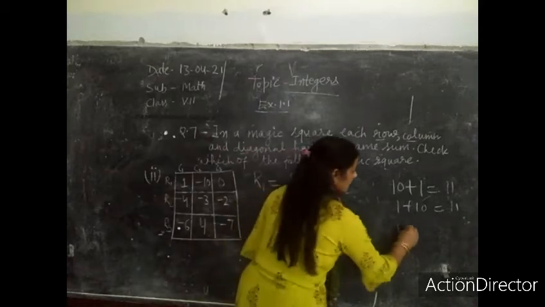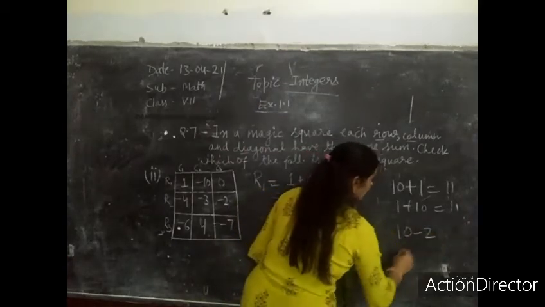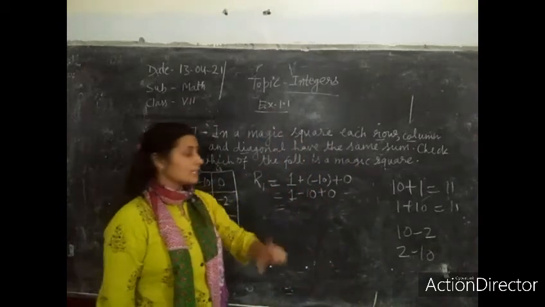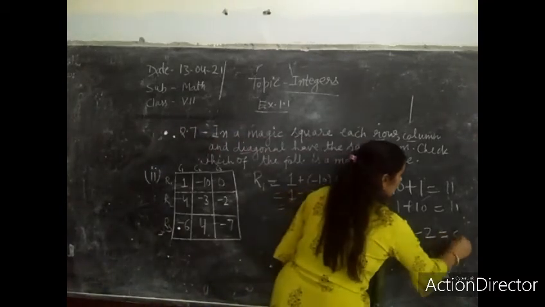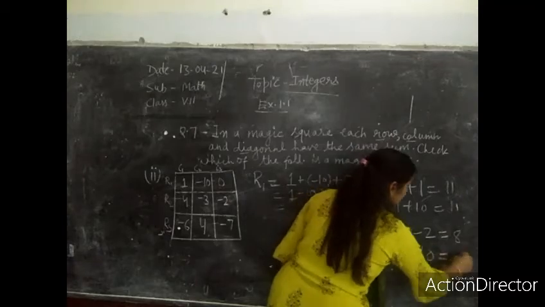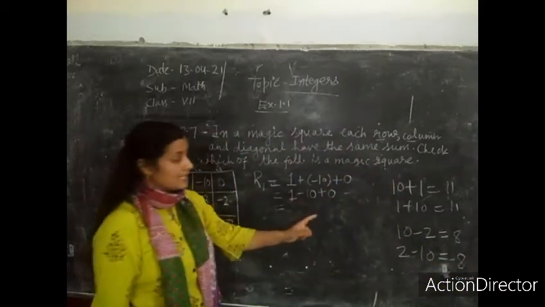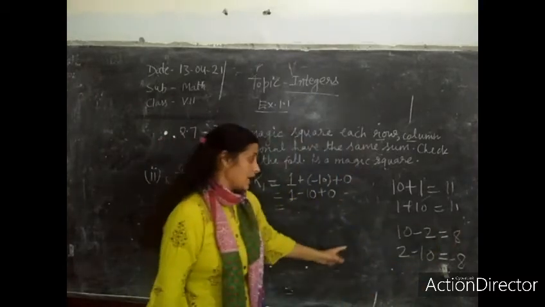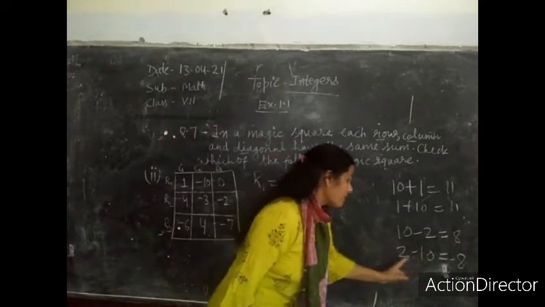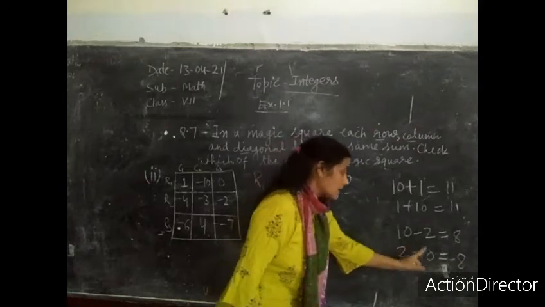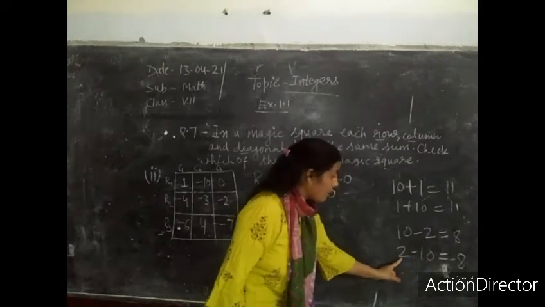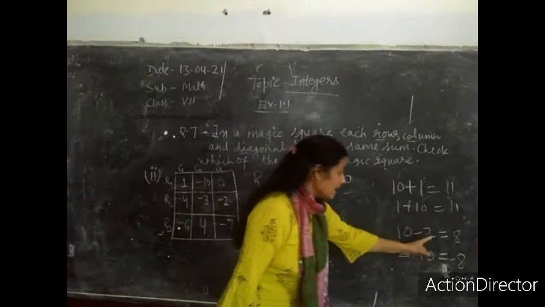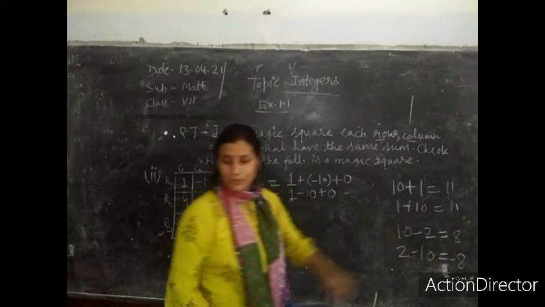But what about subtraction? If you write 10 minus 2 and 2 minus 10, will the answer be the same? No, the answer will not be the same. Because 10 minus 2 equals to 8, while 2 minus 10 equals to minus 8. Please be careful, okay? 2 minus 10 equals to minus 8. Here you are subtracting a bigger number from a smaller number. And here is the proper subtraction: bigger number first and then smaller number. That is the way, okay?